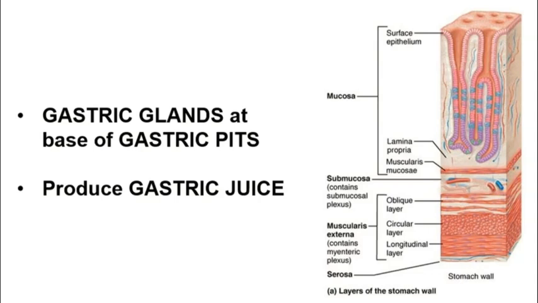The stomach mucosa is lined with many small pits that function as gastric glands. There are a few different types of cells within the gastric glands that produce different substances that contribute to the formation of this gastric juice.